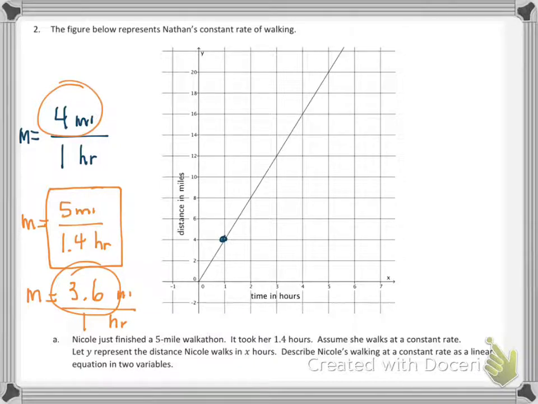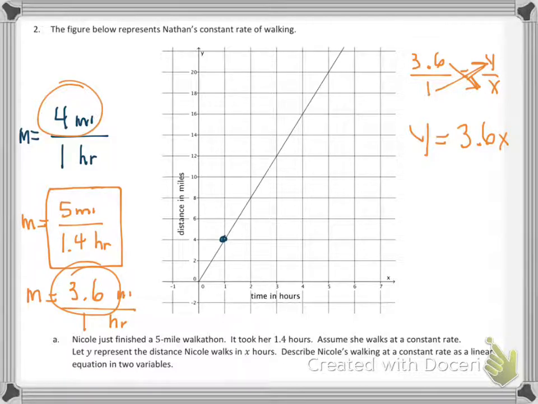But now I want to see what the linear equation would be for Nicole. So I'm going to use that 3.6 over 1, and I'm going to set that equal to y over x. And that gives me y. 1 times y is y equals 3.6 times x is 3.6x. And that's the equation for Nicole.